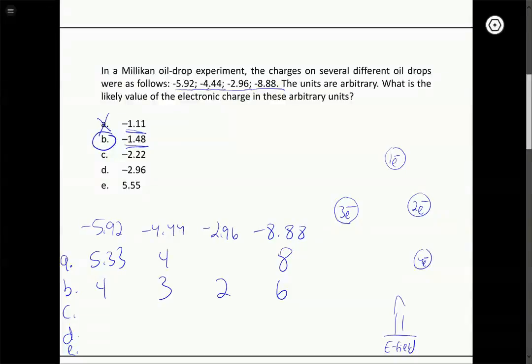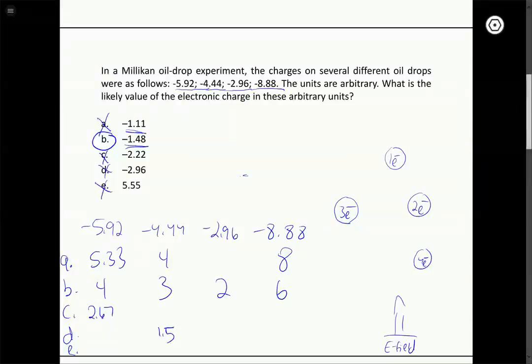We can check the rest of these and we can see also that they don't all work out. So this one would give 2.67 electrons for the 5.92, and if we look at 2.96 as our fundamental charge, 4.44 divided by 2.96, you would need 1.5 electrons here. So we don't have to check every single one, but if any of these are not whole number multiples, then that answer can't work, and then choice E is clearly not going to work for any of them.